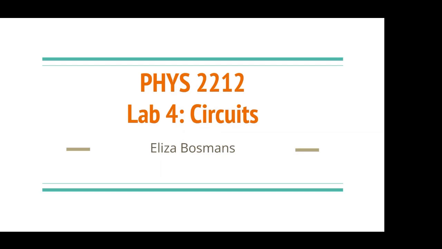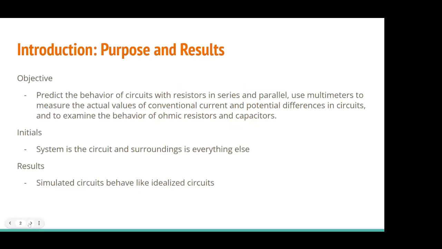This is my Lab 4 for Physics 2, the Lab 4 circuits. The purpose of this lab is to predict the behavior of circuits with resistors in series and parallel, use multimeters to measure the actual values of conventional current and potential differences in circuits, and to examine the behavior of ohmic resistors and capacitors.